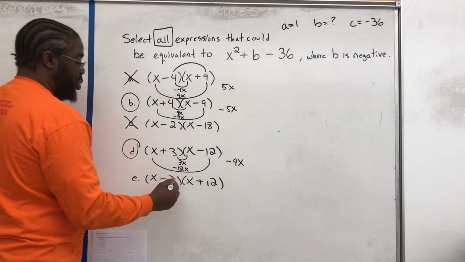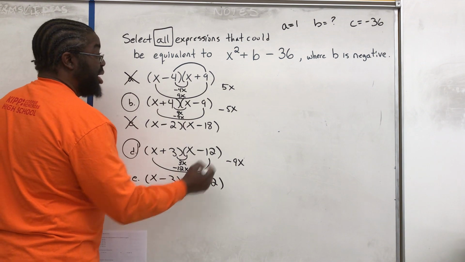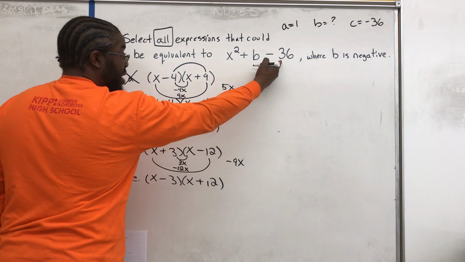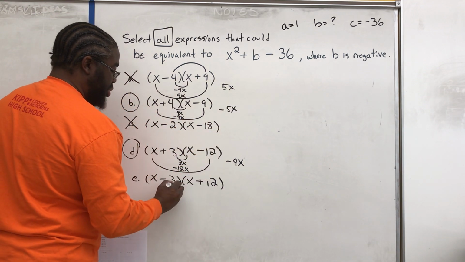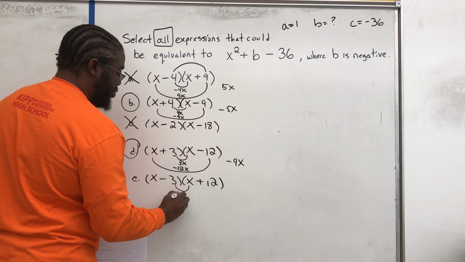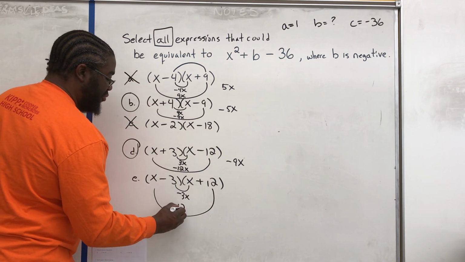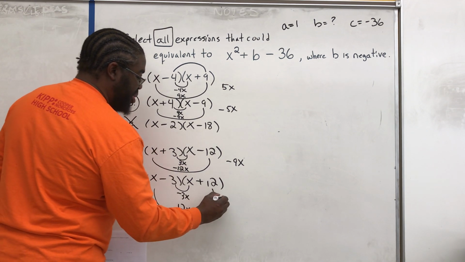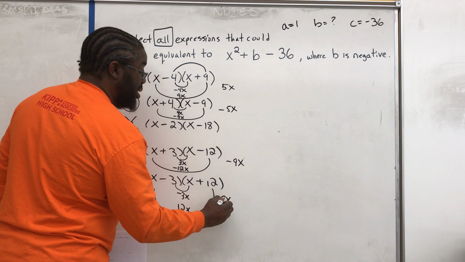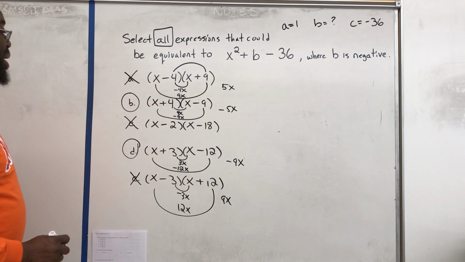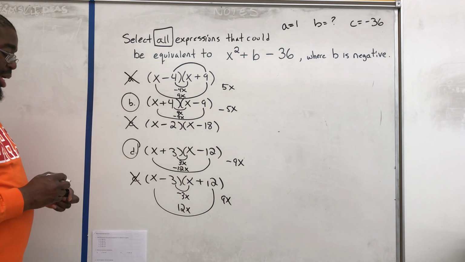Let's try the last one. X times x is x squared. Negative 3 times 12 is negative 36. Inners gives me negative 3x. Outers gives me 12x. That gives me a positive 9x. That's not negative. That won't work. And so my answers are B and D.